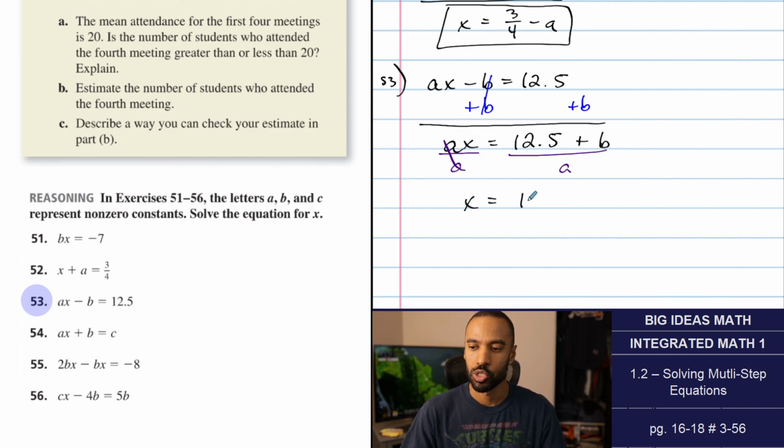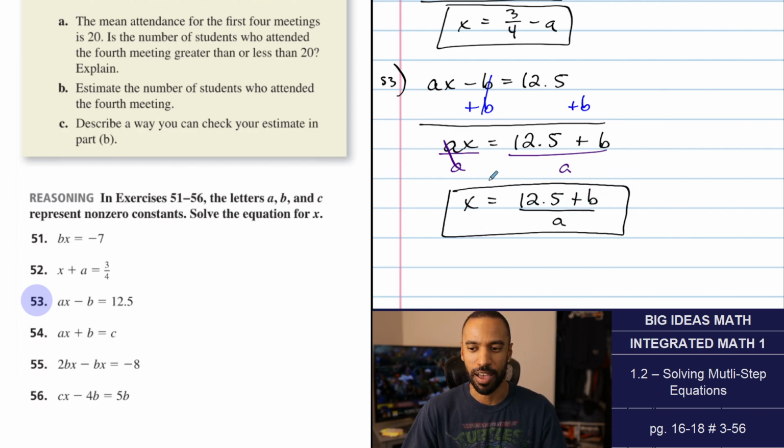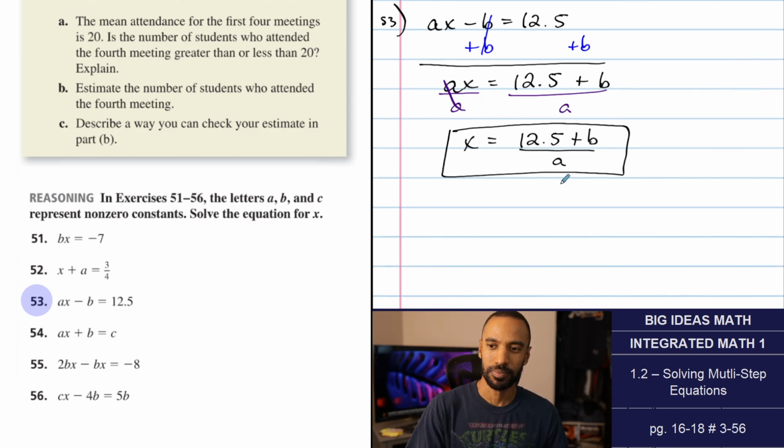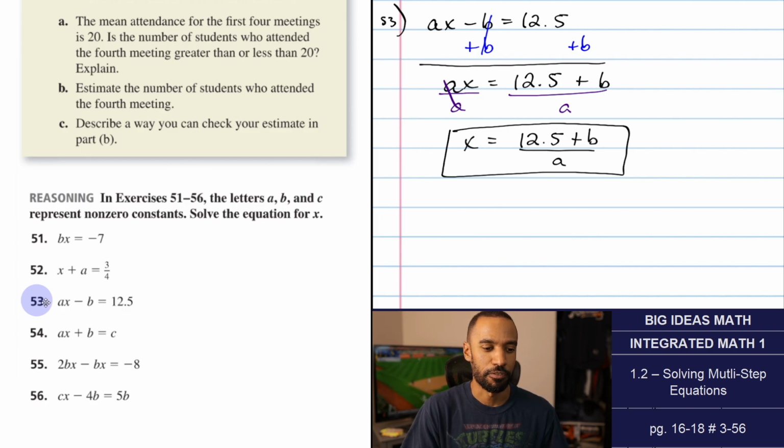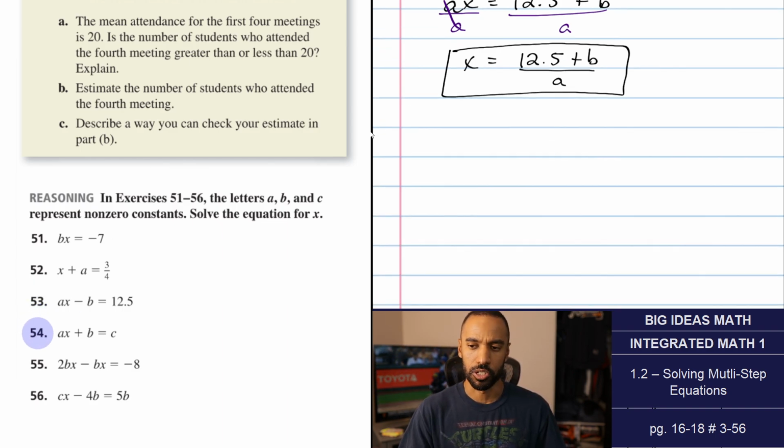Now, this is an acceptable answer. I'll leave it like this: 12.5 plus b all over a. Part of me wants to write b plus 12.5 because I like the letters first, but that's fine. We're good. We're in the right spot. Number 54 is no different. It's a different question, but it's no different as far as setup and solving.